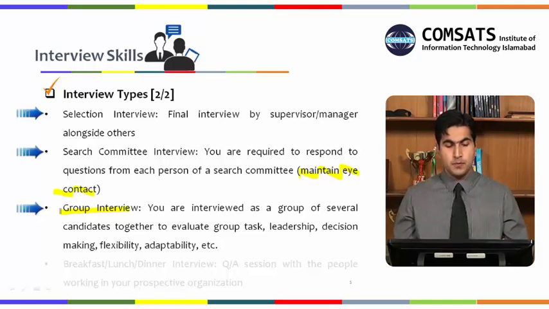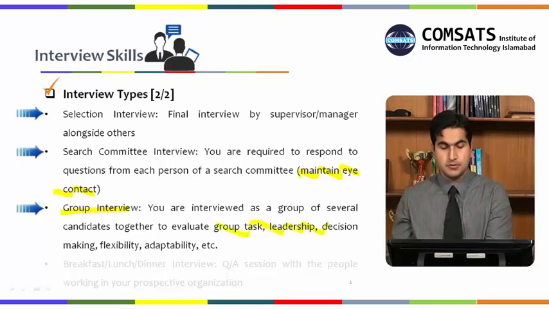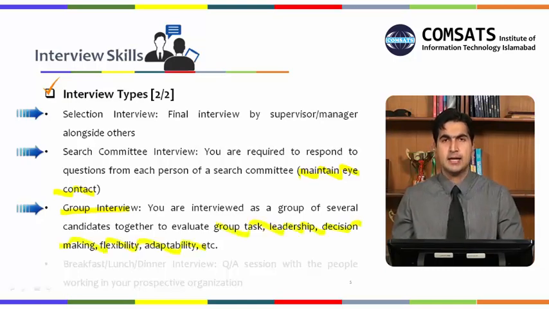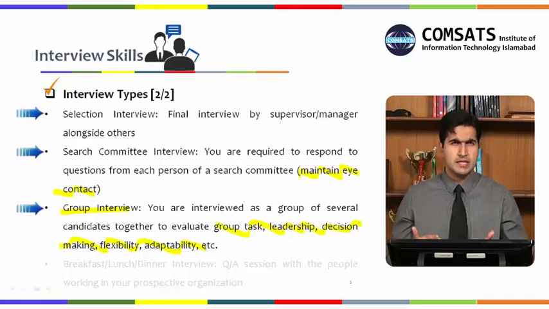You are interviewed as a group, and these are the tasks: your leadership, your decision making, your flexibility and adaptability. These are some of the factors which are being assessed, being evaluated, being checked, to see to what extent you are capable and competent enough to handle such a group task or teamwork, and how you are able to manage everyone, because there is always a difference of opinion and there could be clashes, there could be disputes when you are working as a team. How you are able to manage such confusion, such chaos, is your quality which will be appreciated in a group interview if you are able to handle it well.